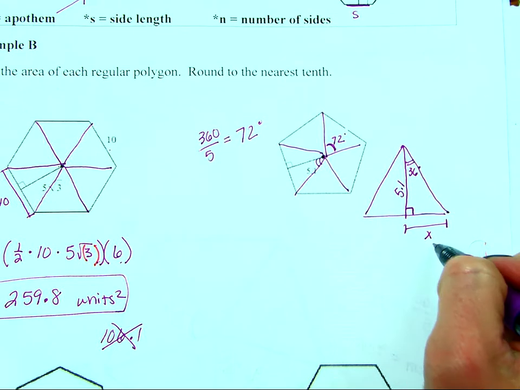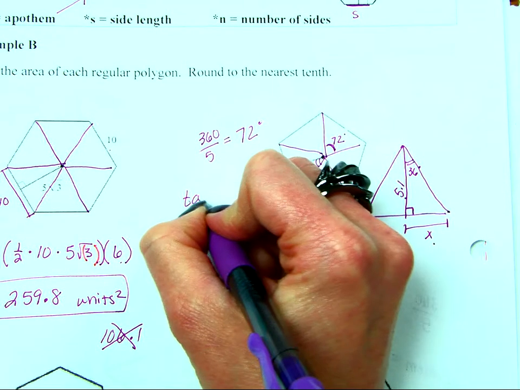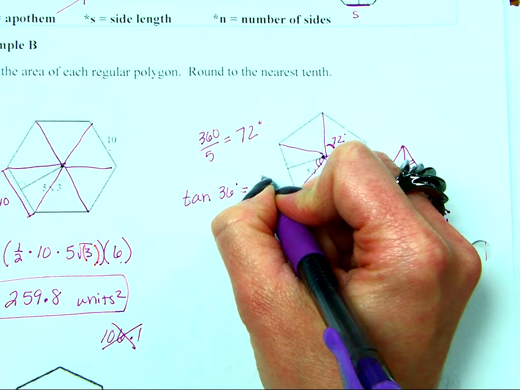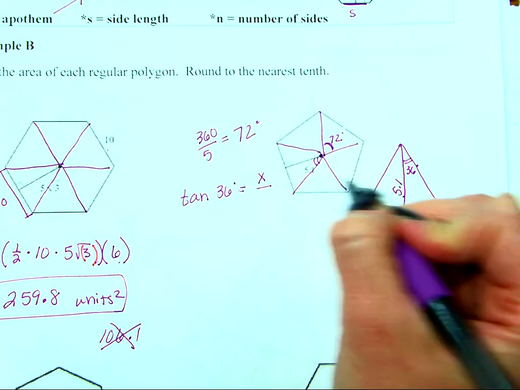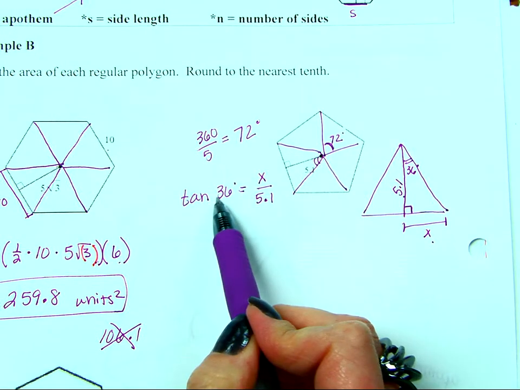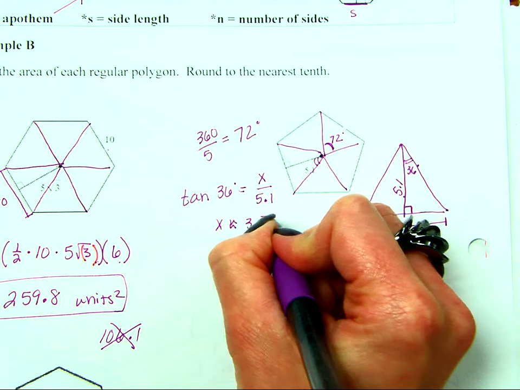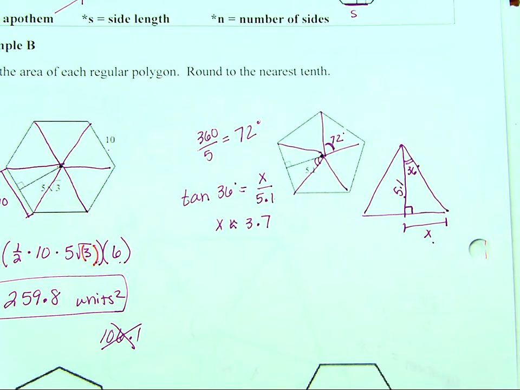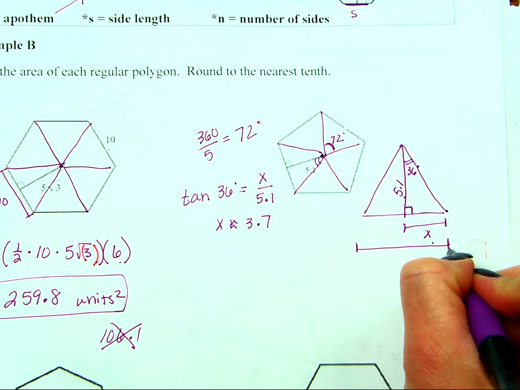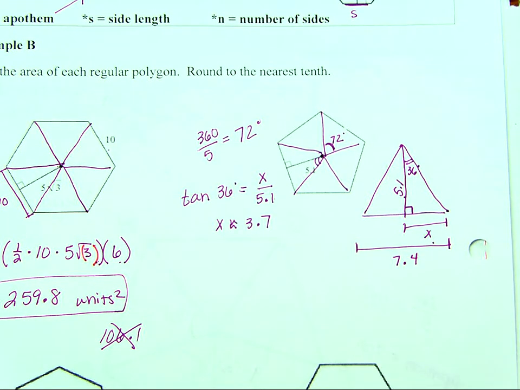Here, I would have opposite and adjacent. So again, I could use my tangent function. The tangent of 36 degrees is going to be equal to opposite over adjacent. We would go ahead and just multiply. We would find that our x will come out to about 3.7. If x is about 3.7, that means that our total base of our triangle is going to be double that. So we times it by 2, and we'd find out it's about 7.4.